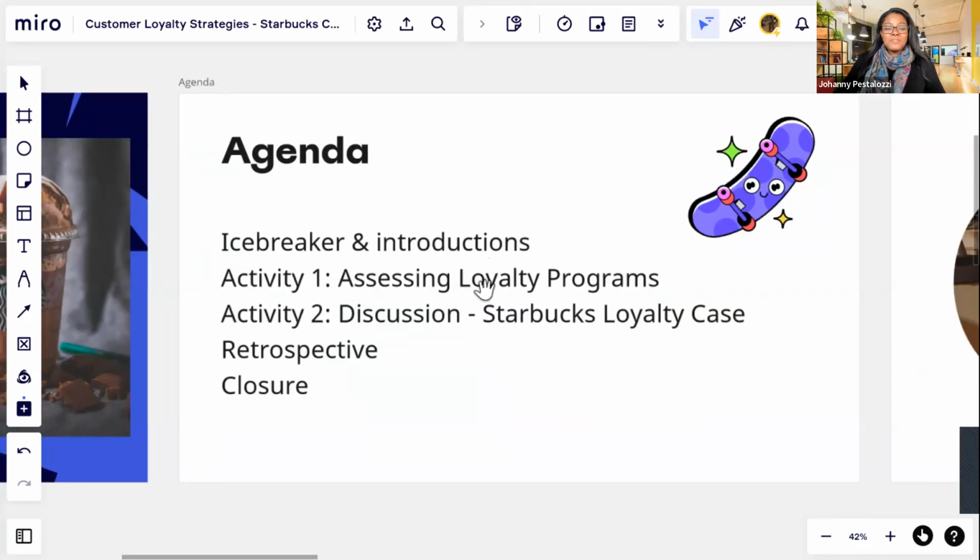The agenda today is first, we will have an icebreaker and a brief introduction in the group. Then we're going to have two activities. The first one is to assess loyalty programs that we use commonly. And the second one is to discuss a Starbucks loyalty use case. So we will review a little bit what they're doing around NFTs and the metaverse. And we'll finalize the session with retrospective and some words for the closure.